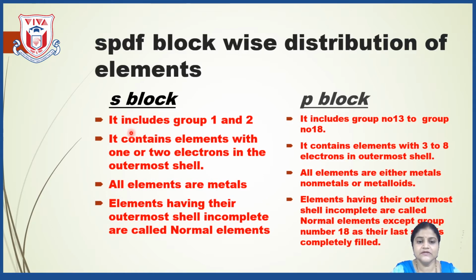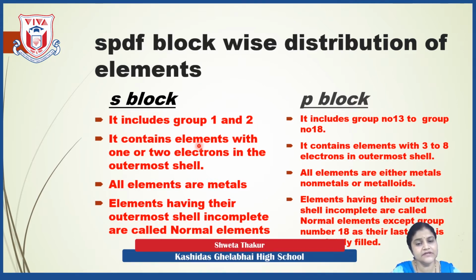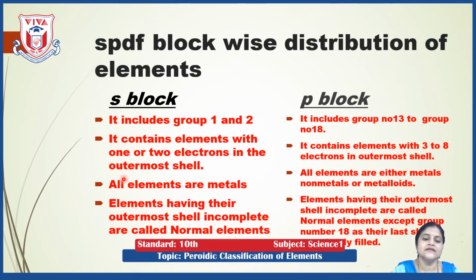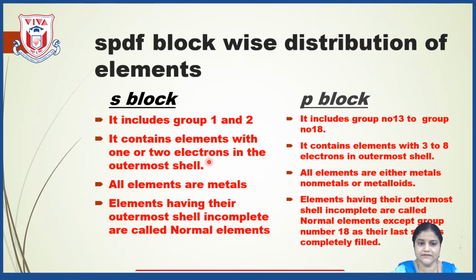S block, it includes group 1 and group 2. We have seen that in the periodic table, on the left hand side, only two groups make up the S block. On the right hand side, the P block includes group number 13 to group number 18. Then secondly, it contains elements with one or two electrons in the outermost shell.